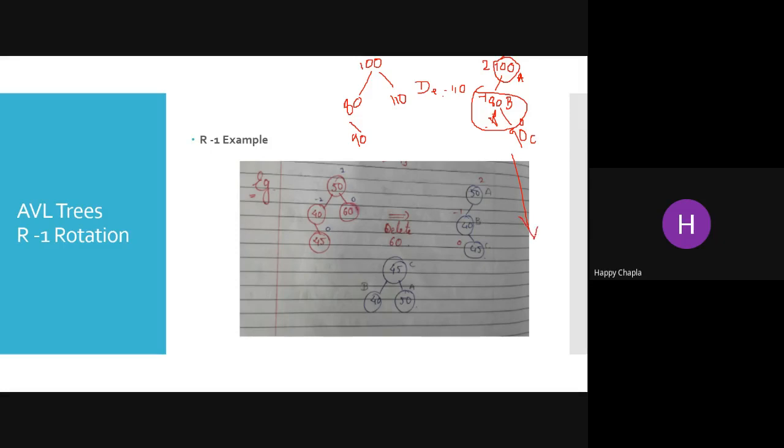So you can say the answer is something like C node will work as a root node. So C is my 90, B is the left of my root node, and 100 is the right hand side of my available root node. Now find out the balance factor. What is the balance factor of 80? This is 0. What is the balance factor of 100? 0. What is the balance factor of 90? 1 minus 1, that is 0.